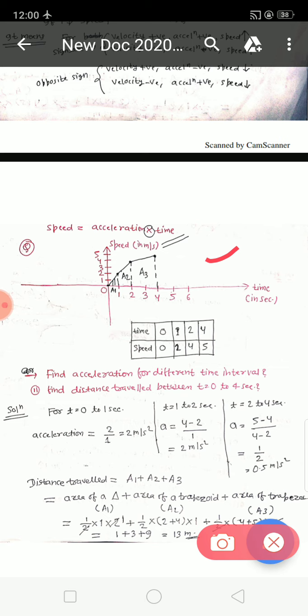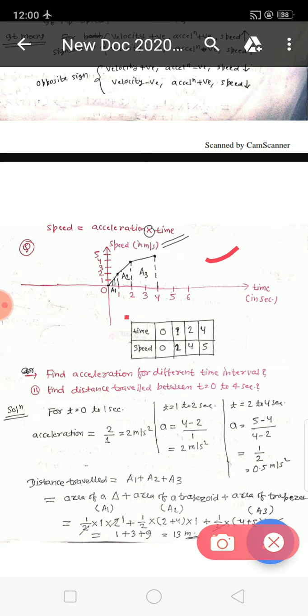As it is a speed-time graph, you know that in a speed-time graph, acceleration is decided by the slope of the line. For the different intervals, 0 to 1 second, 1 to 2 second, 2 to 4 second, the slope is found by tan theta equal to perpendicular upon base. Whatever the perpendicular length for that interval divided by the base gives you the slope, and from there you can find the acceleration value. I won't repeat this; I will give you only one example.